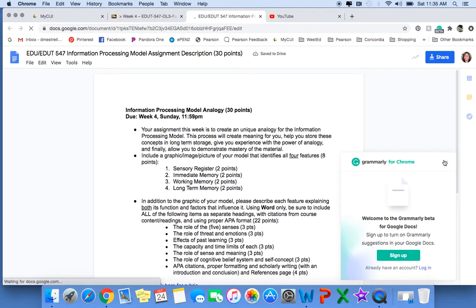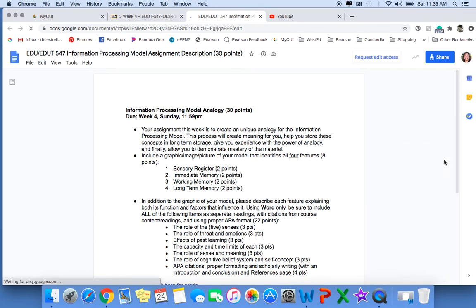You're going to create a unique analogy for the information processing model. It'll help create meaning for you, help you store the concepts in long-term storage, and give you experience with the power of analogy. Finally, you'll be able to demonstrate mastery of the material. You'll want to include a graphic, picture, diagram, or image of your model that identifies all 4 features for 8 points, 2 each: sensory register, immediate memory, working memory, and long-term memory. And then in addition to the graphic, describe each feature, explaining both its function and factors that influence it.